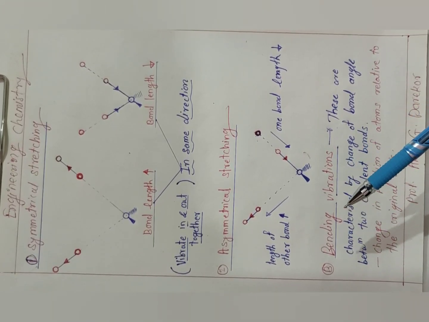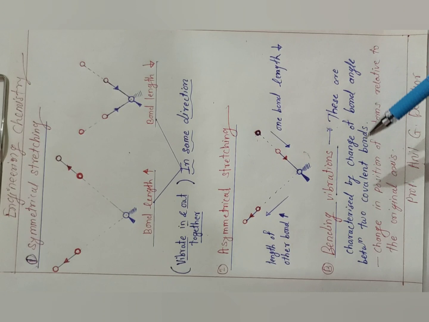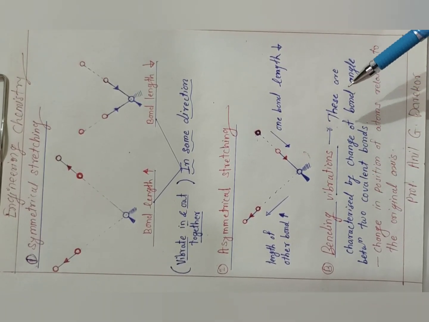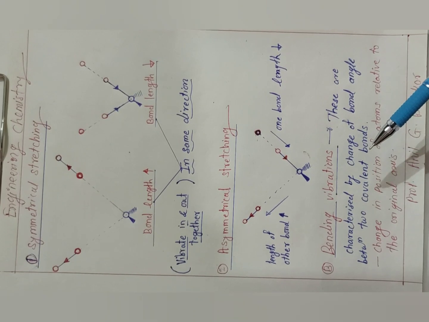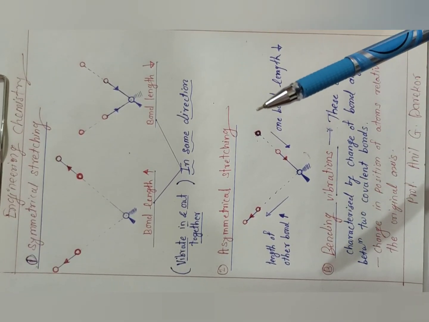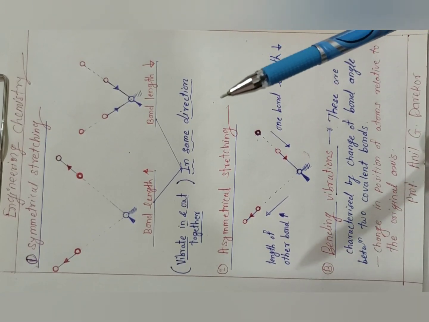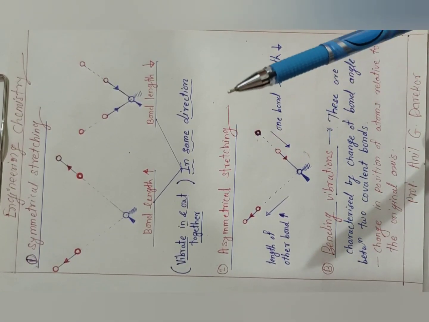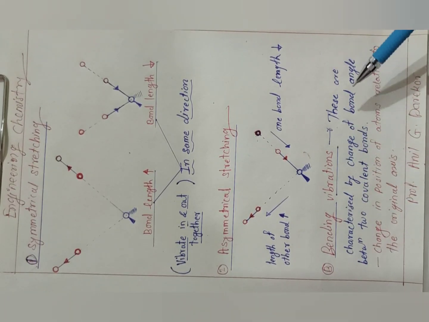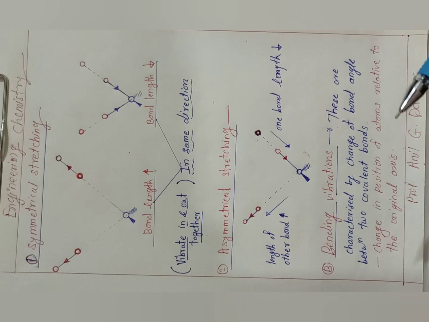Now, the word bending itself tells us there is a change in bond angle. So how is it characterized? It is characterized by a change of bond angle, that is, the angle between two covalent bonds changes. In symmetrical and asymmetrical stretching, which are stretching types of vibration, we studied that bond length changes. In case of bending vibration, what changes? Bond angle changes.